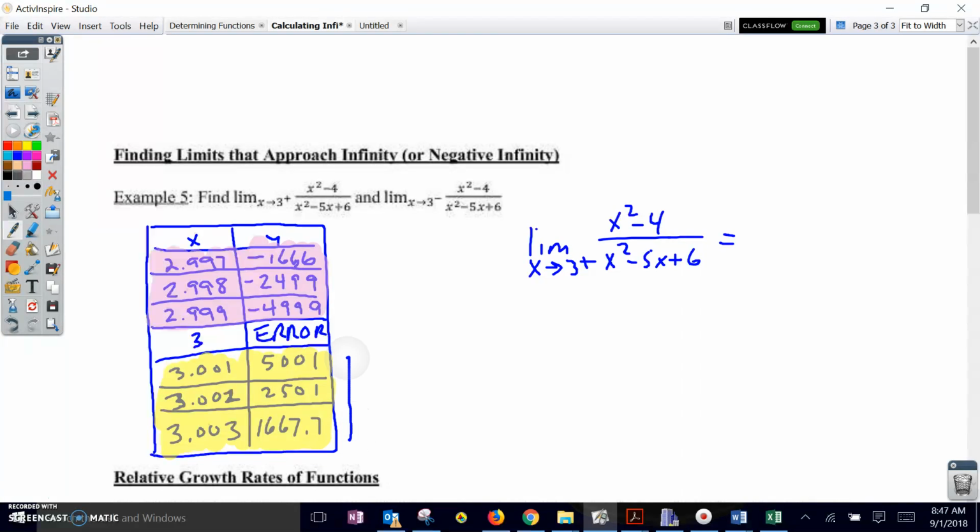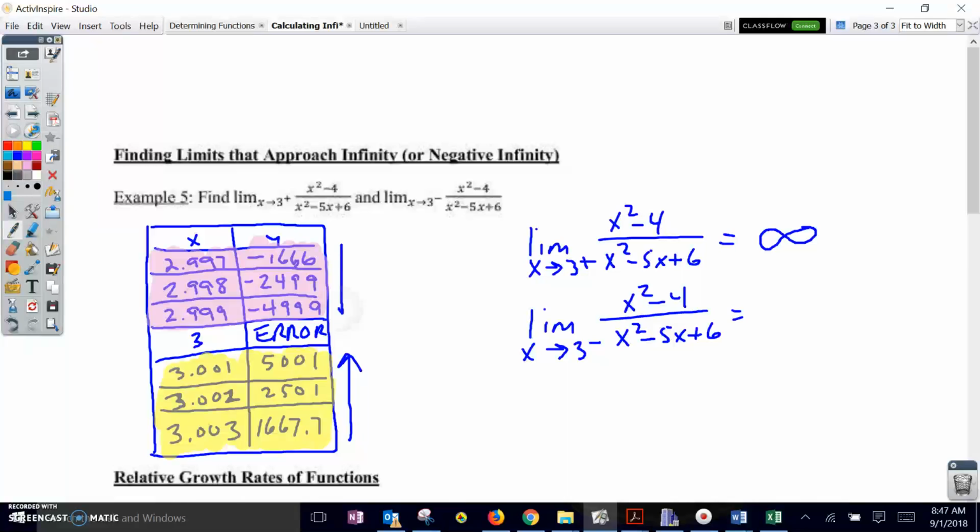And what's happening to those as we get closer and closer to 3 from the right? They're becoming larger and larger positive values. That tells me that the limit is approaching positive infinity from the right. And then I'm going to find the limit as it approaches 3 from the left. To do this, I'm going to use the values that are on the left and see what happens as those x values get closer and closer to 3. And we get larger and larger negative values, which tells me that the limit as x approaches 3 from the left is going to be negative infinity.